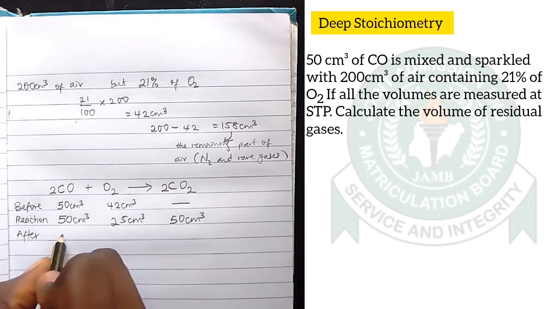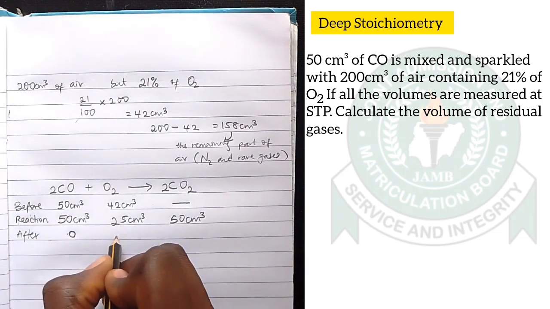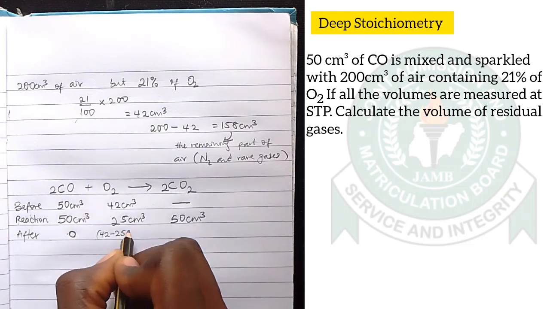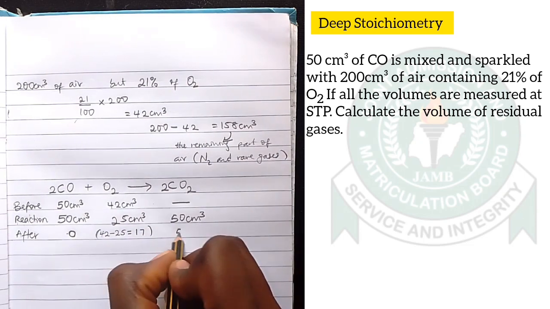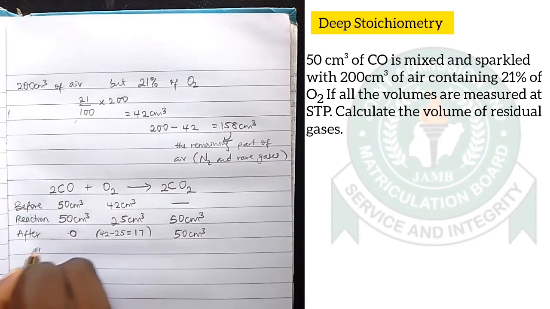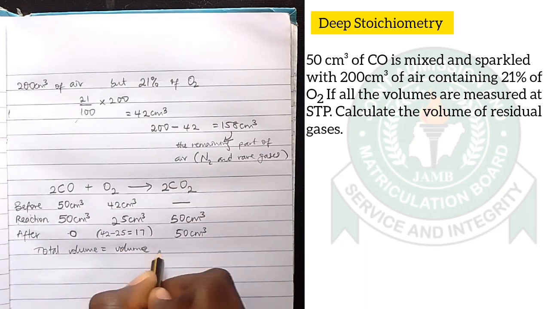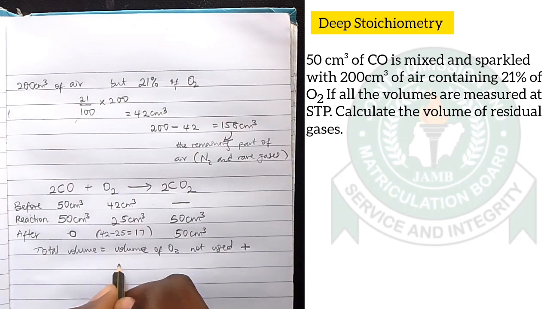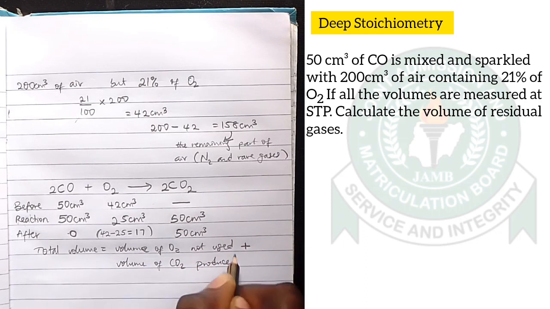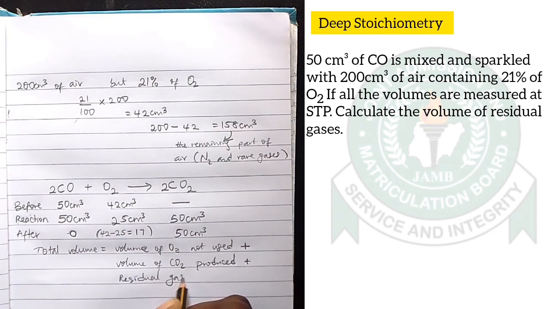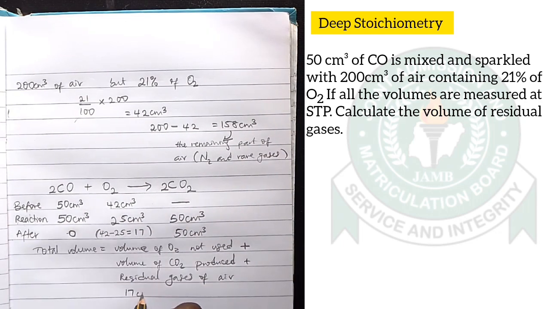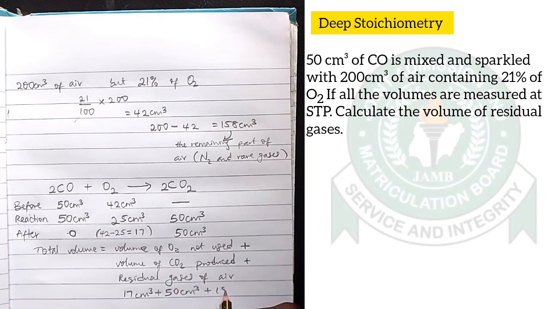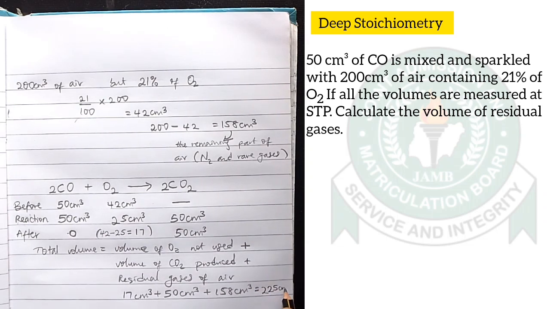After the reaction, carbon(II) oxide has definitely been used up. For oxygen, only 25 reacted, so 17 will remain, and carbon(IV) oxide is 50. So the total volume of residual gases will be the volume of oxygen not used plus the volume of carbon(IV) oxide produced plus the residual gases of air, which is 17 plus 50 plus 158, giving 225 centimeter cube.